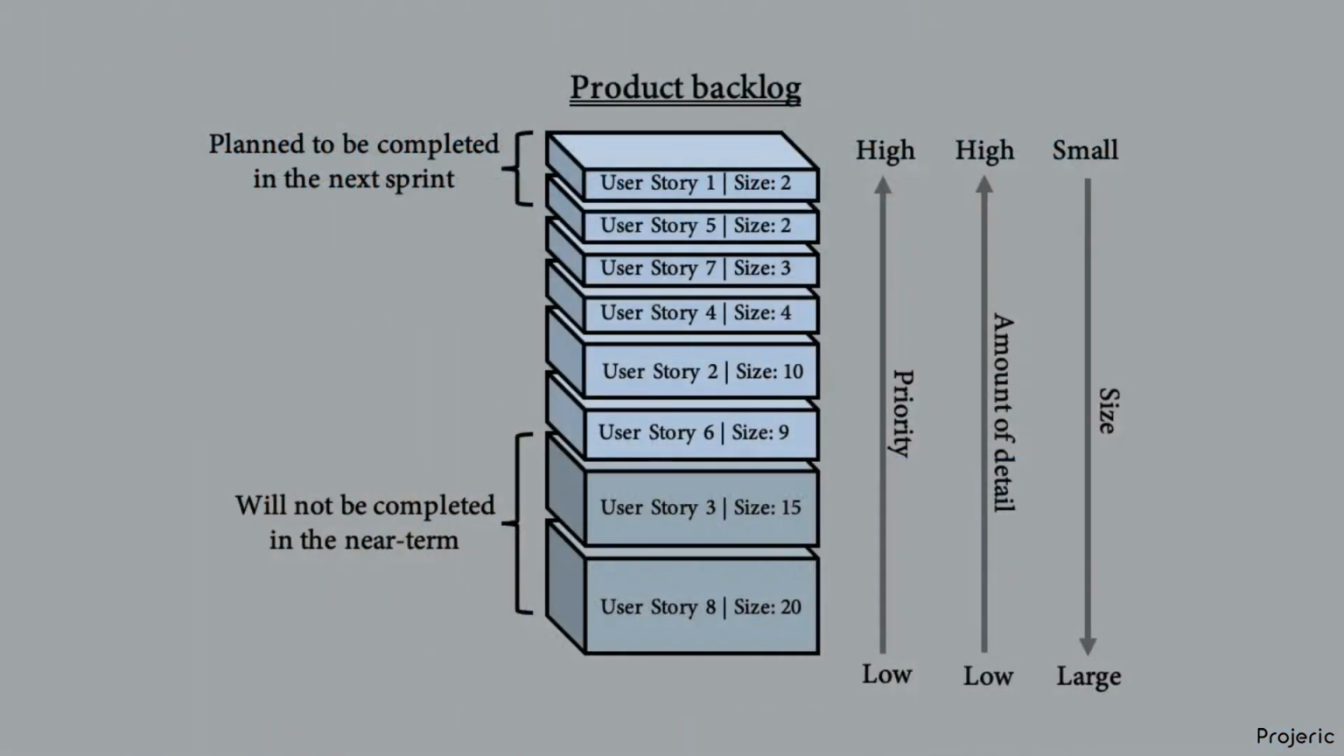In the following example product backlog, which includes the PBIs as user stories, you can see that User Story 1 and User Story 5 will be started in the next sprint, and for that reason, they are small in size. On the other hand, User Story 3 and User Story 8 are not planned to be completed in the near term, and therefore are larger in size. Note that as a user story is detailed, one large-sized user story gets split into smaller-sized user stories.